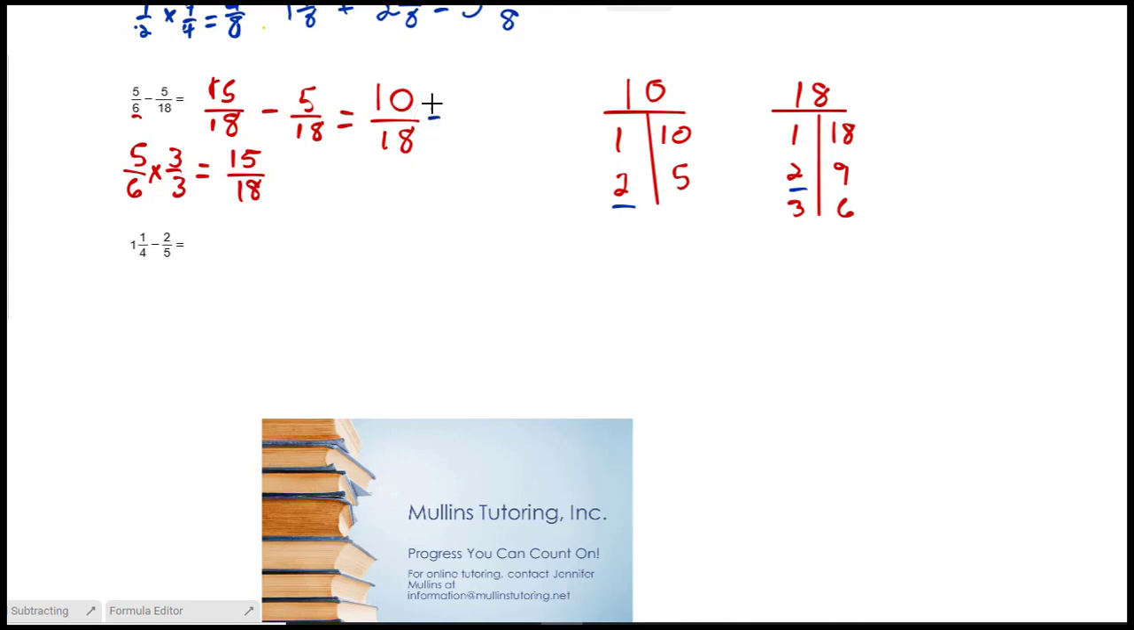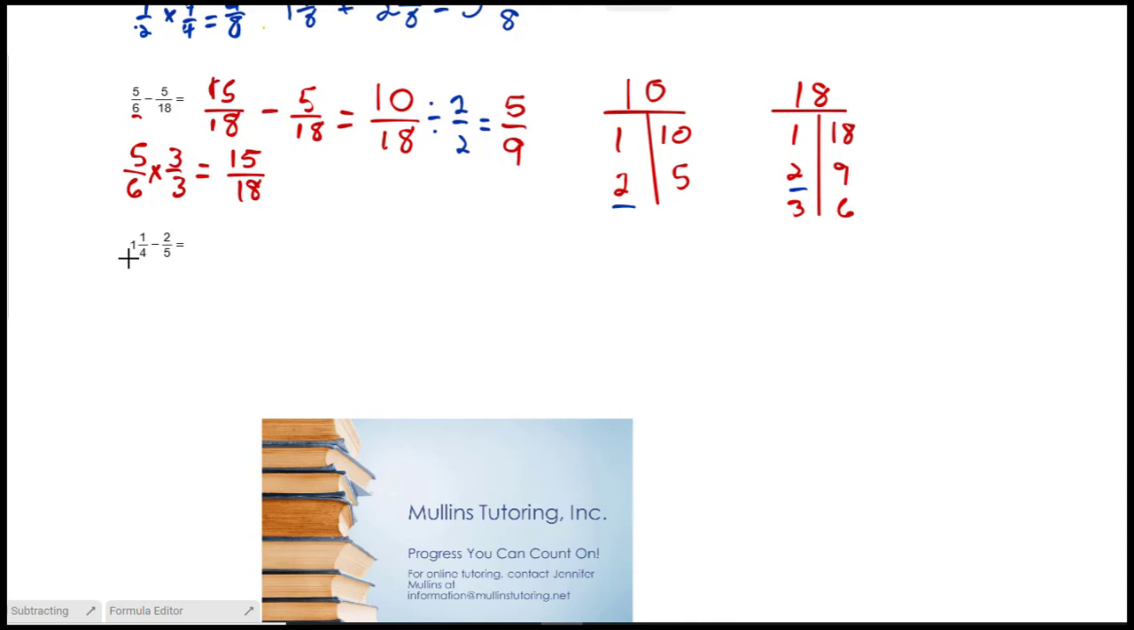So we're going to divide 10/18 by 2/2. When we divide 10 by 2, we get 5. And when we divide 18 by 2, we get 9. Our final answer is 5/9. They have no common factor, which we can see, other than 1. So this would be our final answer.